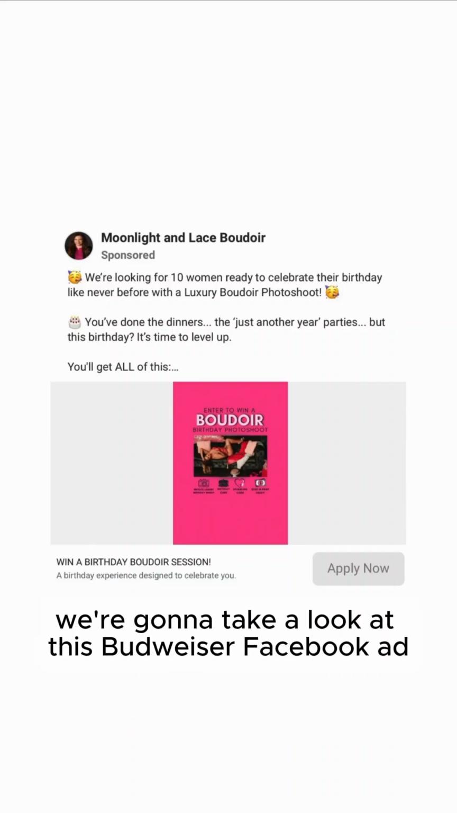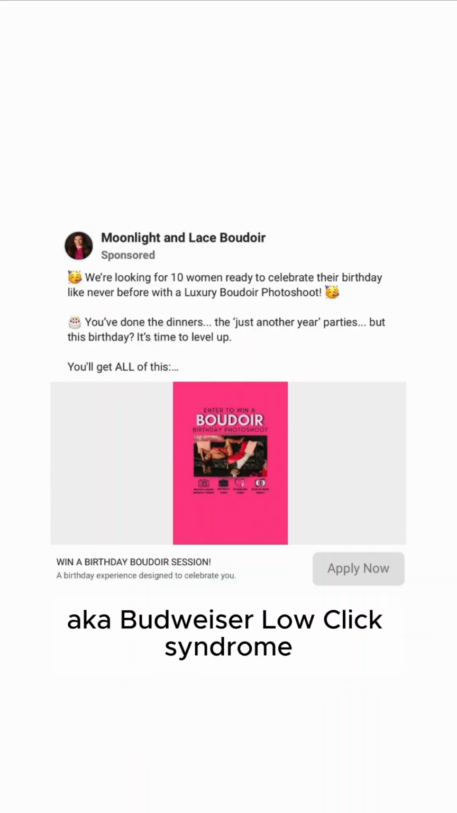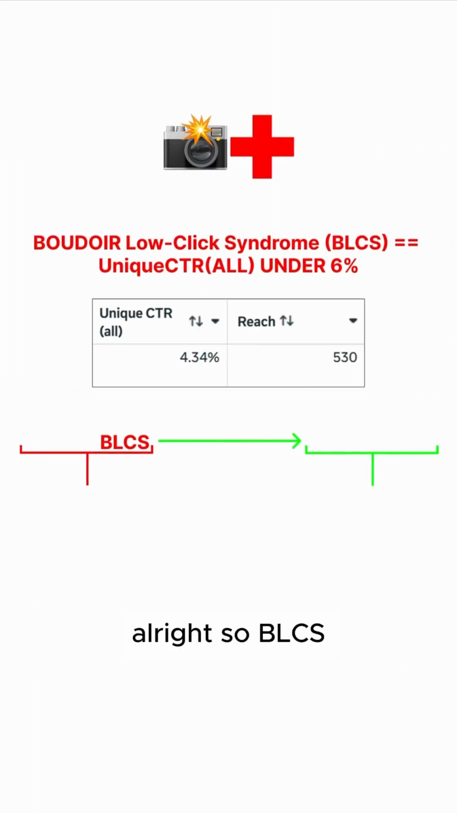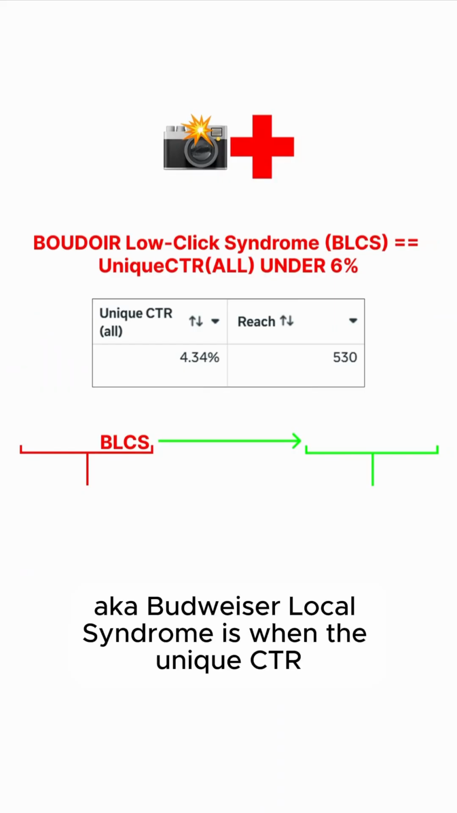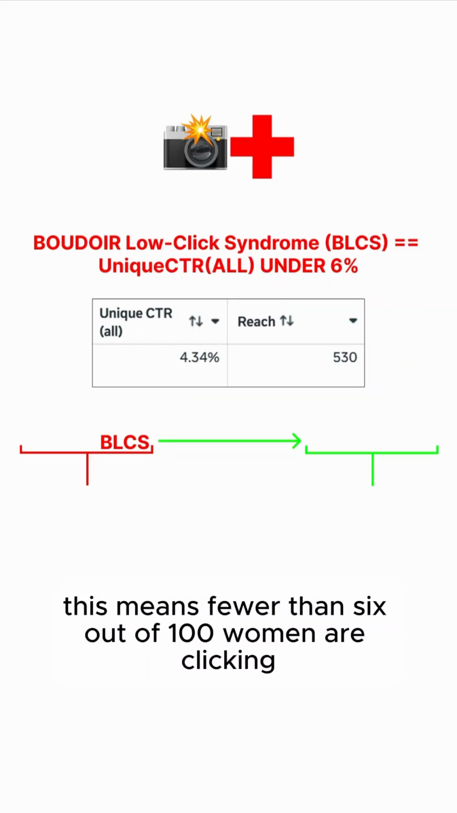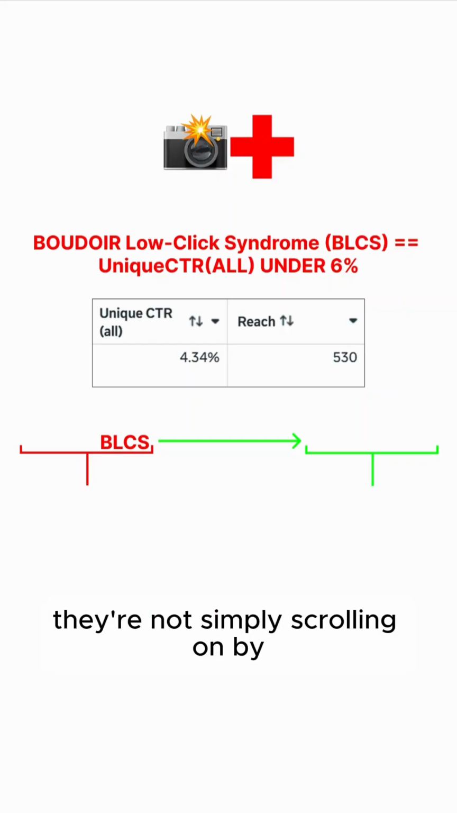All right, y'all, we're going to take a look at this Boudoir Facebook ad, see if we believe it has BLCS, aka Boudoir low click syndrome. BLCS is when the unique CTR of our Boudoir Facebook ad is under 6%. This means fewer than 6 out of 100 women are clicking anywhere in our Boudoir Facebook ad, aka they're not simply scrolling on by.